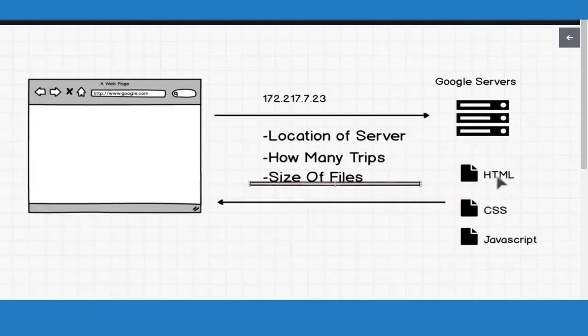And then finally, size of files. Again, if this HTML file or CSS file or JavaScript file is massive and it's 100 megabytes, well, that's going to be a lot slower to transfer over the internet than if it was just a couple of kilobytes. So there it is.